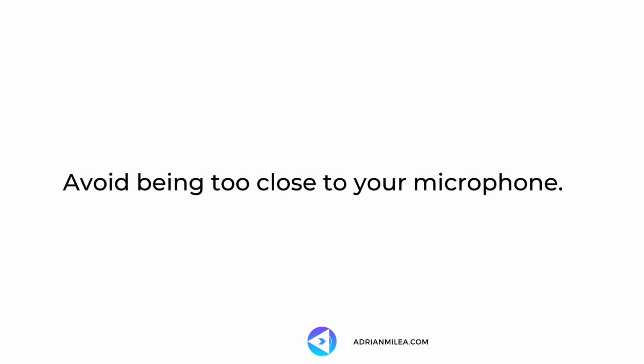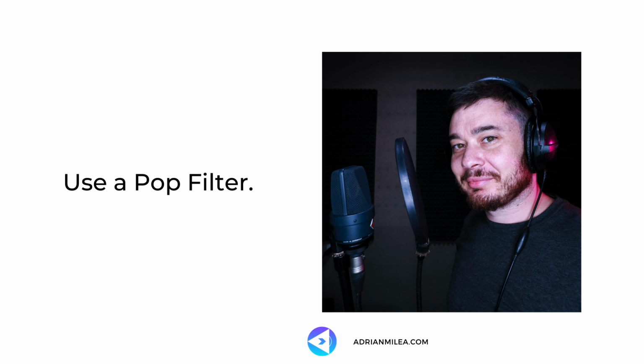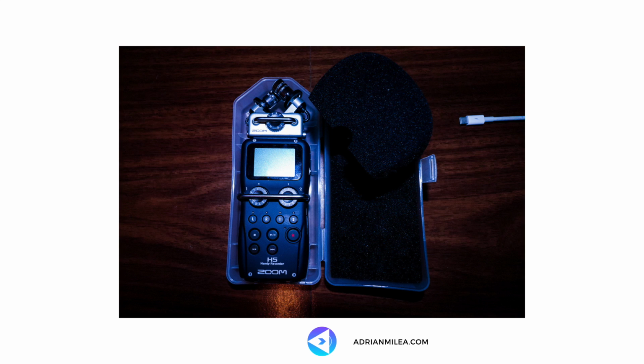Also, avoid being too close to your microphone. If you are recording audio using an external microphone, try using a pop filter, which is like a noise protection filter that is typically used in recording studios. But there are different pop filters like this one which comes with the Zoom H5 audio recorder. This filter helps you diminish pops and clicks that you may produce during your speaking.